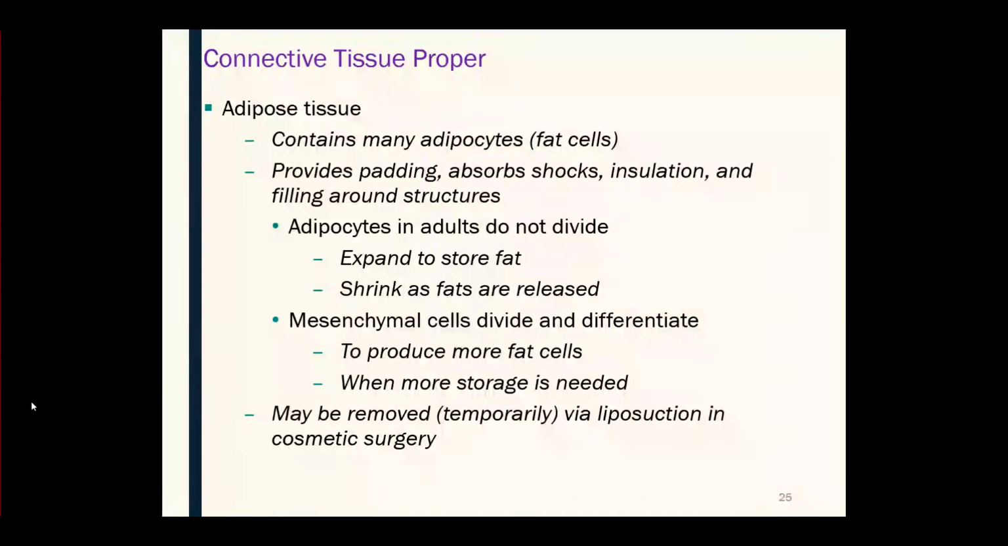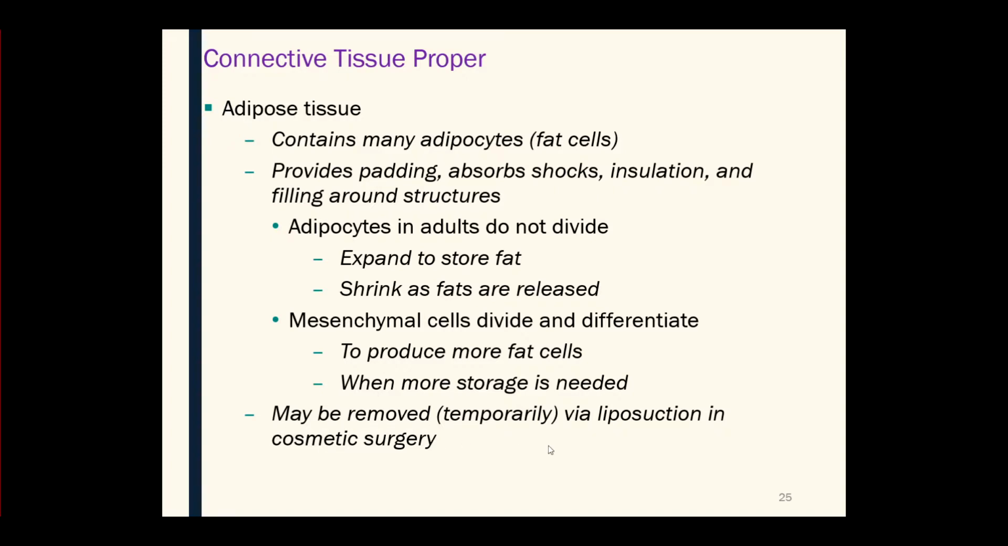And remember the mesenchymal cells are our stem cells? These can actually produce more fat cells when more storage is needed, right? So as a general rule, if you're eating and exercising at the same time, you're not really gaining or losing weight, you're at a normal body weight for you, your adipocytes just either get a little bit bigger or a little bit smaller. But again, if you increase your calories more than you're burning, then these mesenchymal cells, those stem cells, can turn into fat cells.